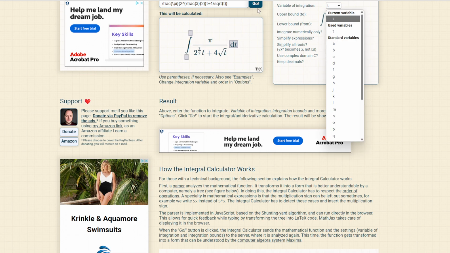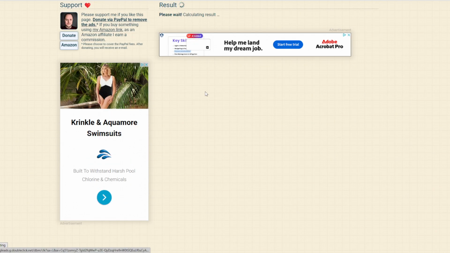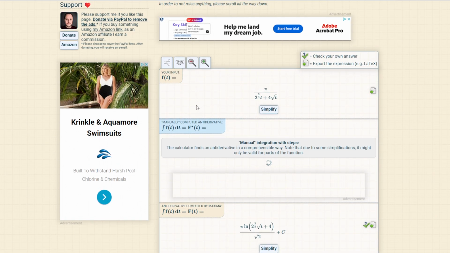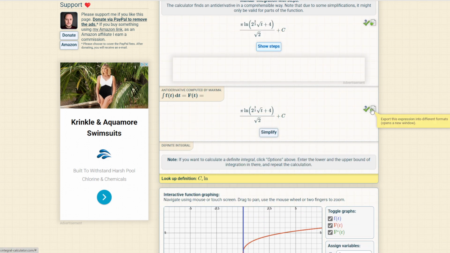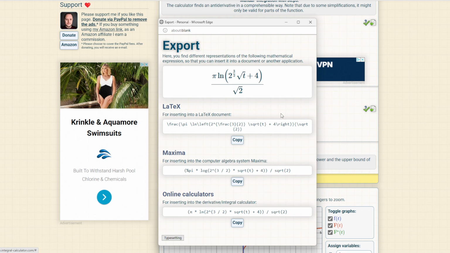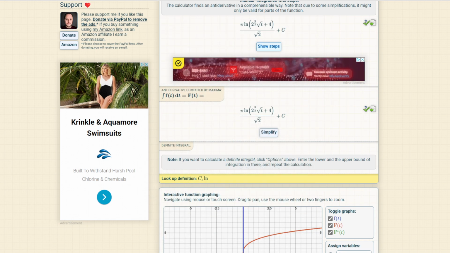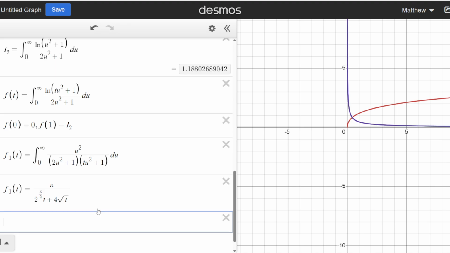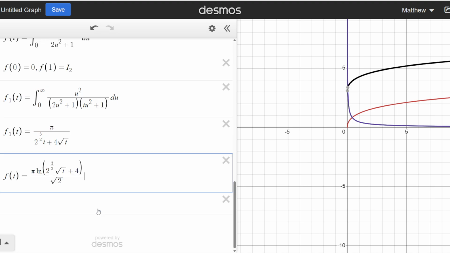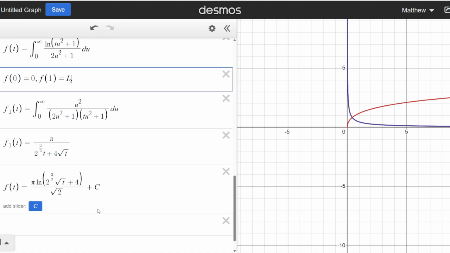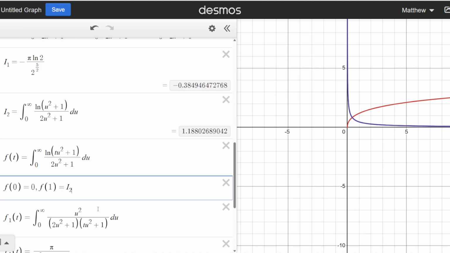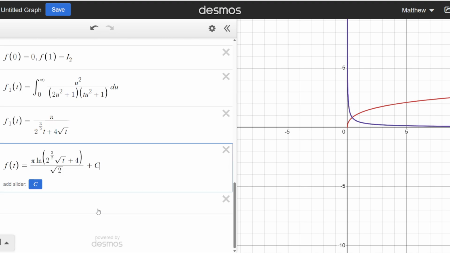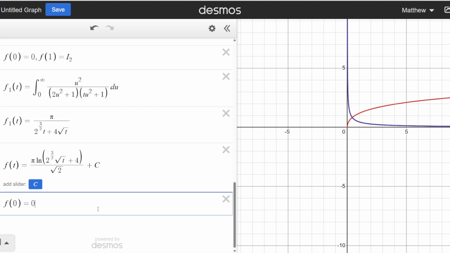Again, you guys are not here to see me integrate stuff like that. That's no fun. That's just busy work. All right, so this is what that turns out to be. All right, of course, plus a constant of integration. So f of t is actually equal to this, plus c. Now, we have to go back up to here and say that f of 0 is equal to 0, and that's going to allow us to solve for c.